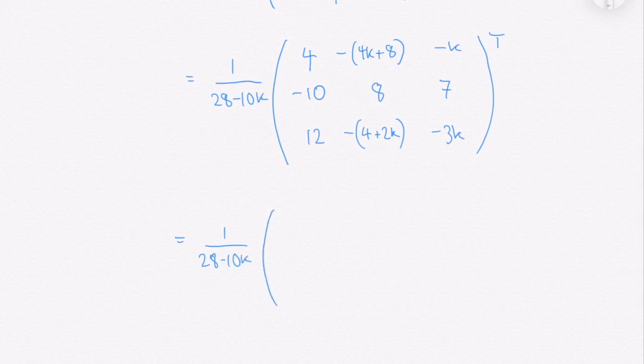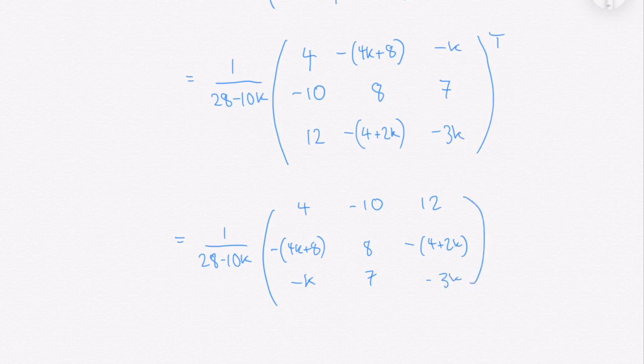So the first row becomes the first column, so we get 4, negative 4k plus 8, negative k, negative 10, 8, 7, 12, negative 4 minus 2k, and then negative 3k. And that is our inverse matrix M, provided k is not equal to 2.8.